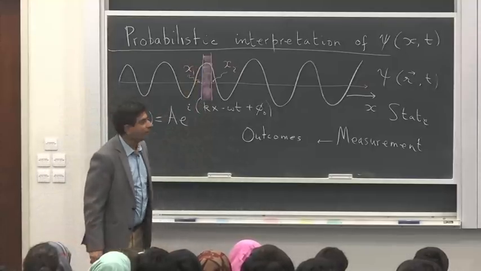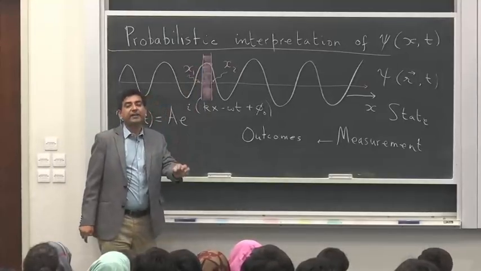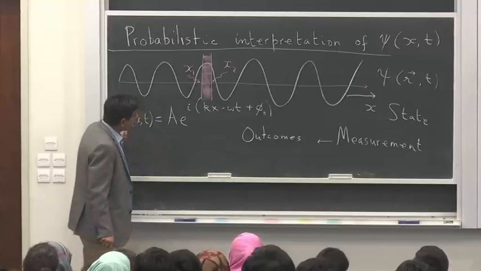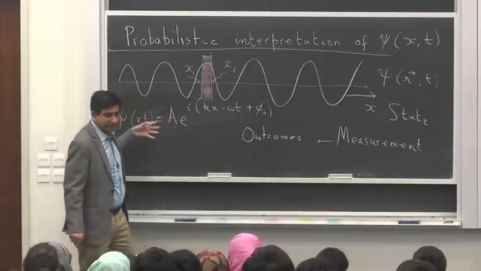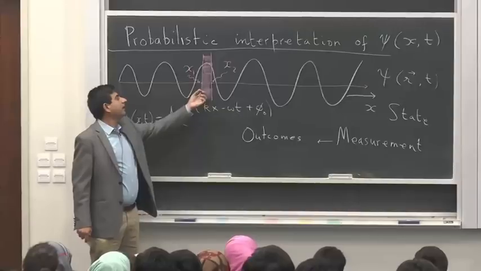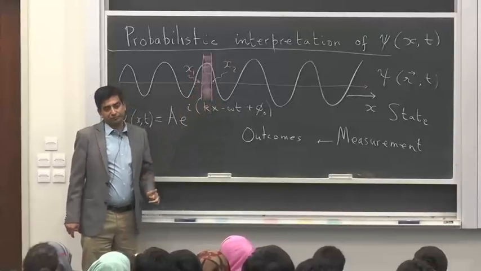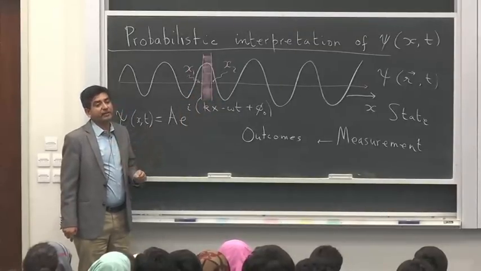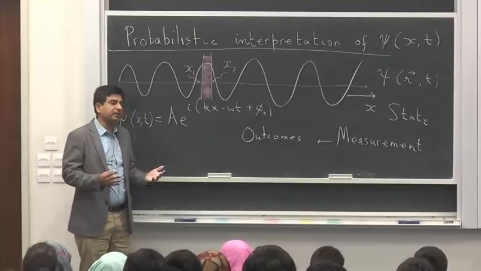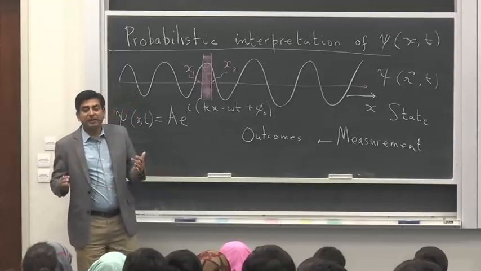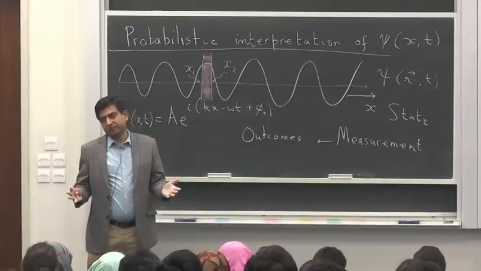And the question that I would like to ask is, what is the probability of finding a particle whose wave function is given by this object between x1 and x2? So what's the probability that I perform a measurement on the position of the particle and the outcome is between x1 and x2? So that's the question.